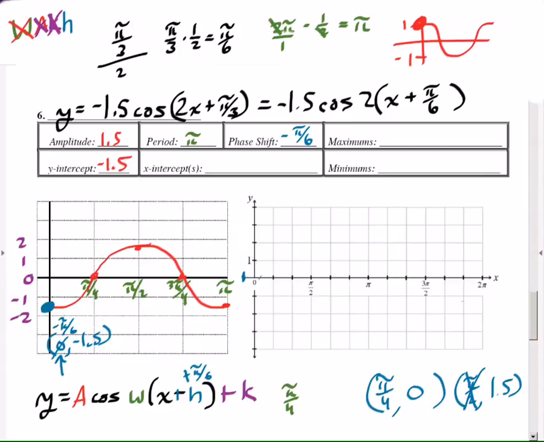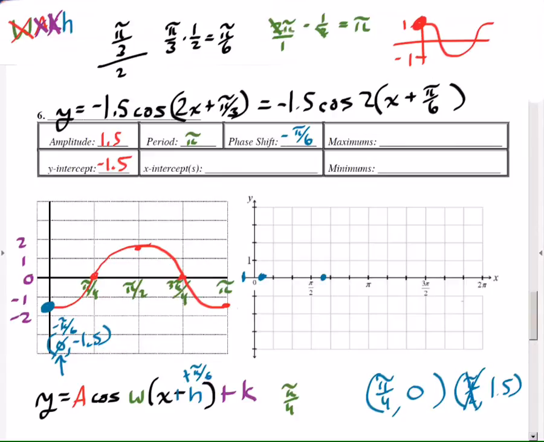So this is pi over 4 right here, right? And I'm shifting it over pi over 6, right? So that's 1 tick mark, so that's about right there. So this is where our x-intercept is going to be. Now the other x-intercept is at 3 pi over 4. We know that that is right here. So if I shift that over once, that's where my other x-intercept is.